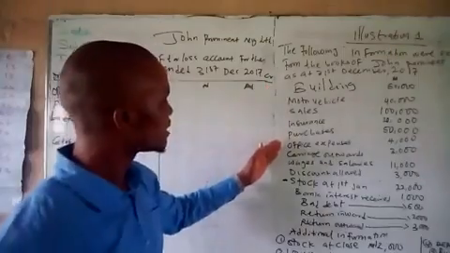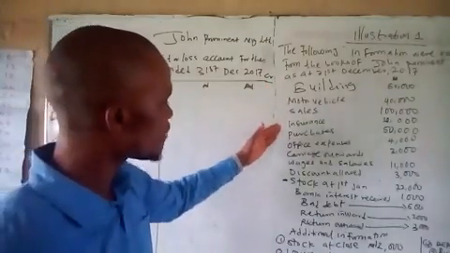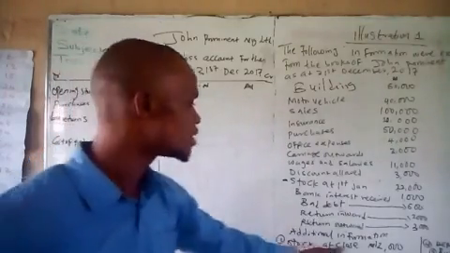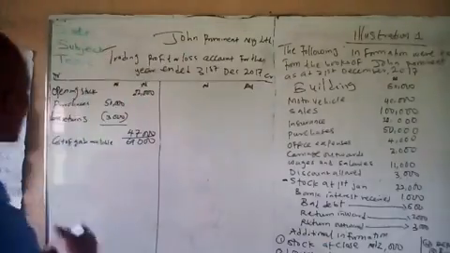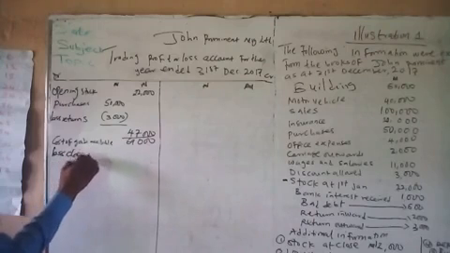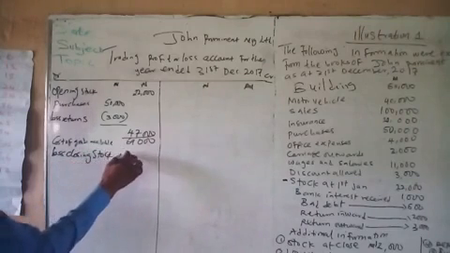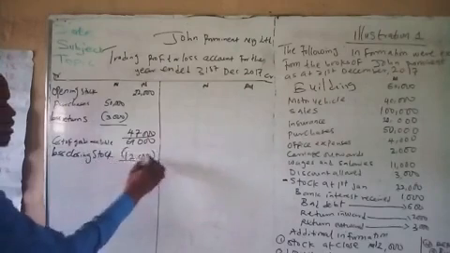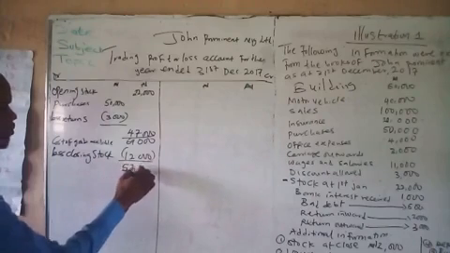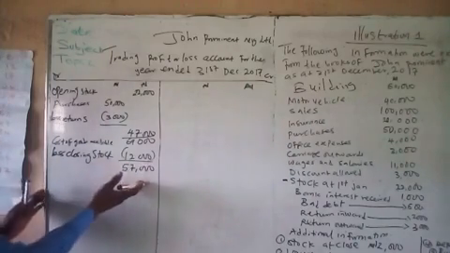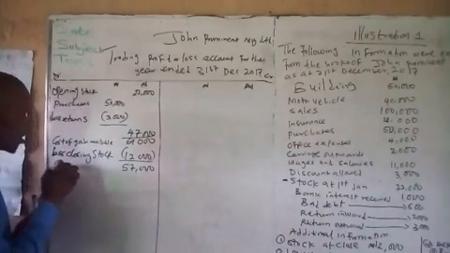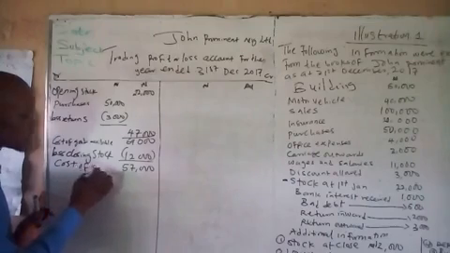Now, looking at the information provided, we have our closing inventory under illustration 1. Our closing inventory is 12,000 naira. Now you come to this place, less closing inventory or stock. Closing inventory is 12,000 naira. When you less it, we have 57,000. Now this 57,000 naira is the cost of sales.